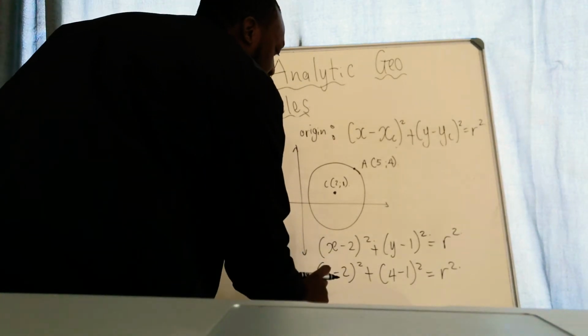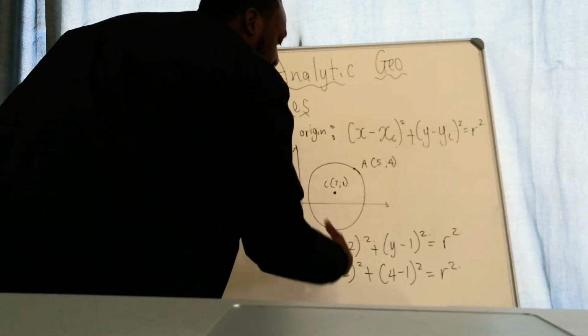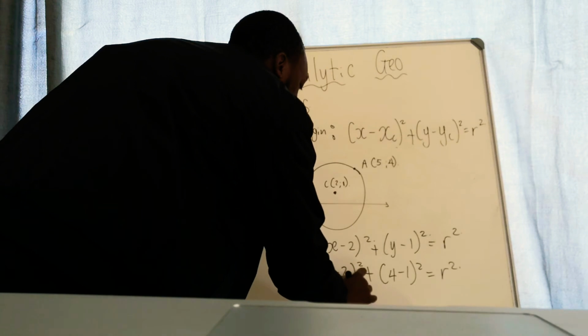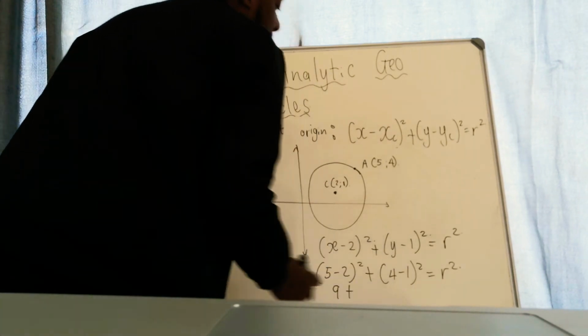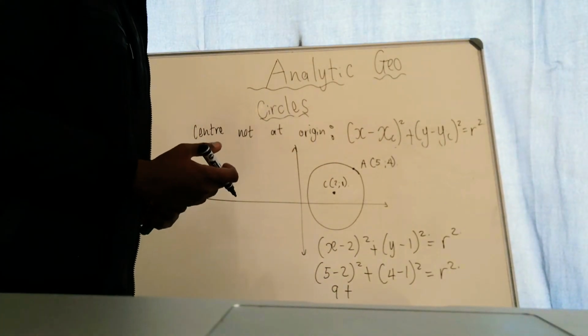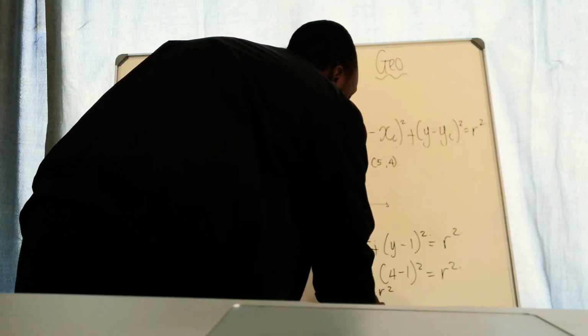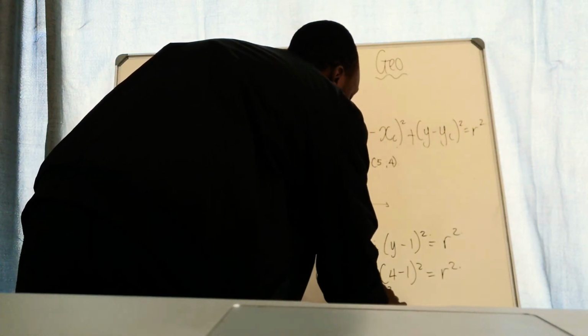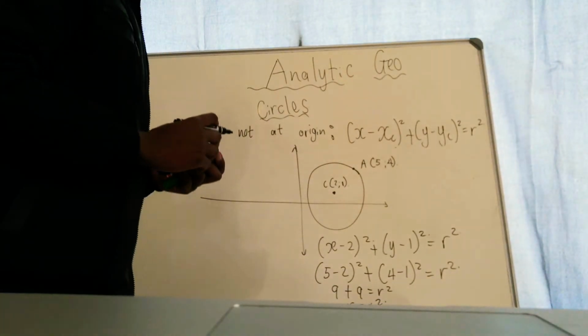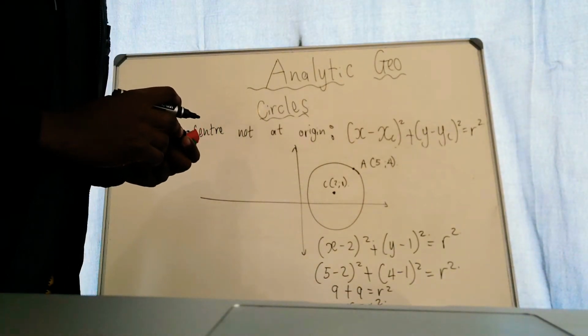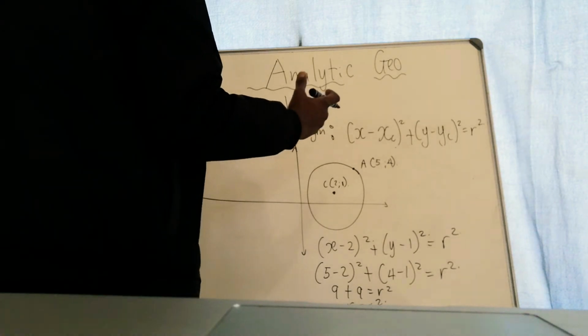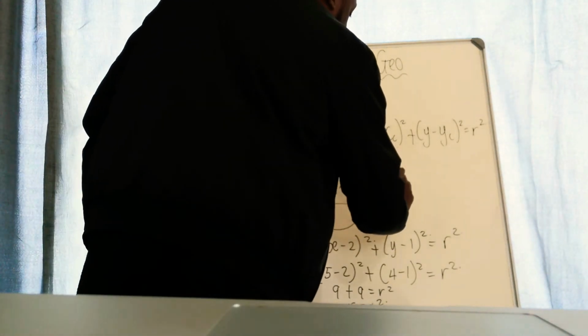So 5 minus 2 gives you a 3. If you square the 3, you get a 9. That minus that gives you a 3 as well. If you square that 3, you get a 9. And so my r squared value is actually 18. 9 plus 9, which is 18, right? So now I got my r squared value.